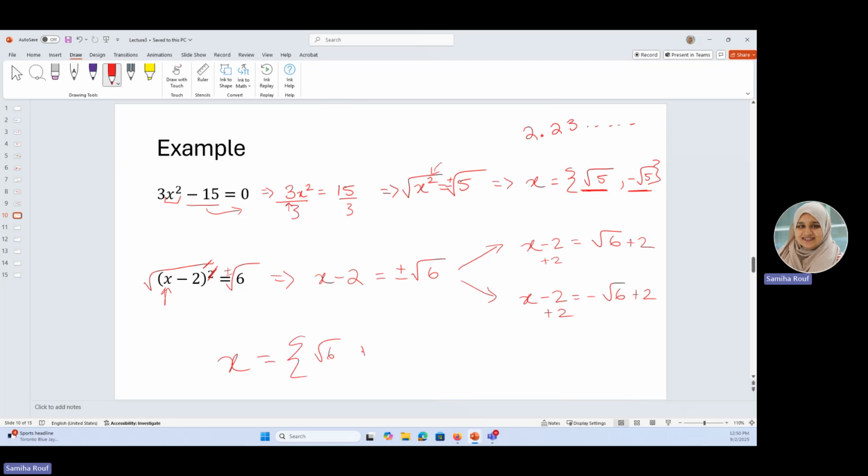Square root of 6 plus 2. Notice the plus 2 is outside of the square root. It's not going to go inside. And then we have negative square root of 6 plus 2. And again, I'll keep my answer like that rather than changing it to a decimal, because square root of 6 is not a perfect square. So I want an exact answer. I just keep it as square root of 6.